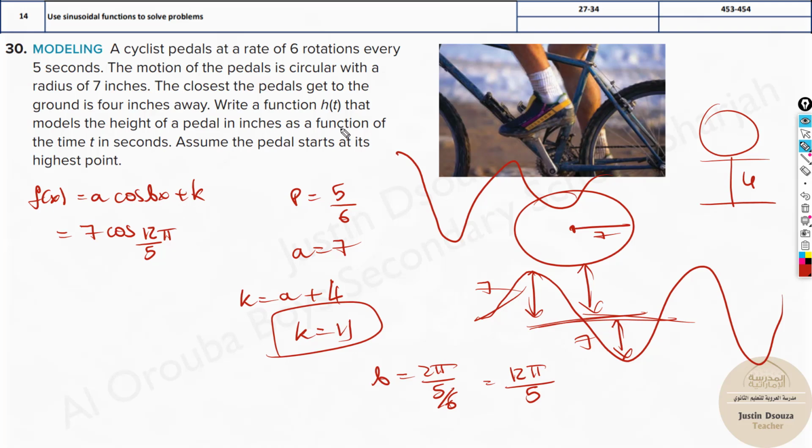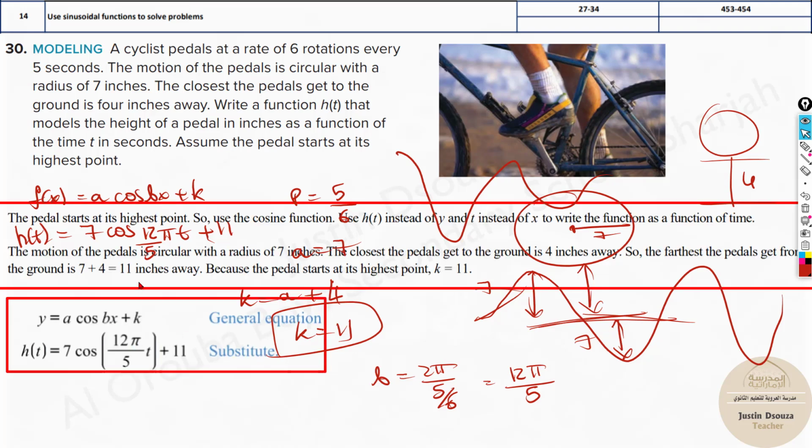We will write x as time because they have clearly mentioned this is h of t and this is time. t plus, what is the k value? 11. So that is the function. It's very simple. Please refer to the question number 13 video because in that we have done similar problems. So that must be the answer. Where is the answer? Here. 7 cosine 12 pi by 5 t plus 11.